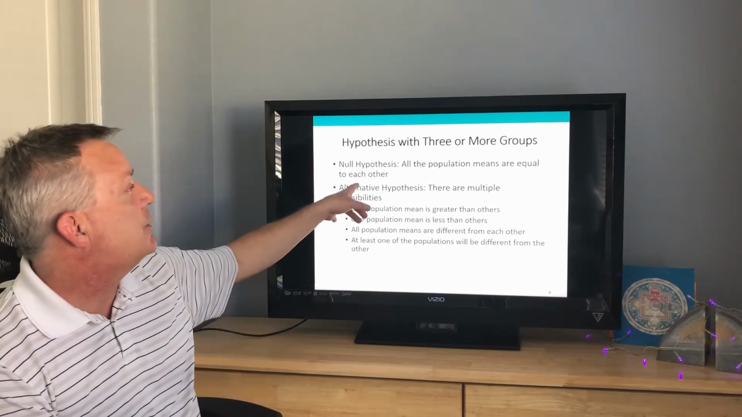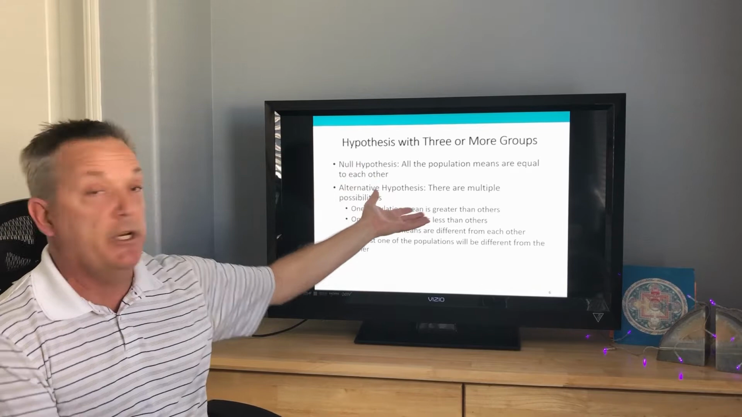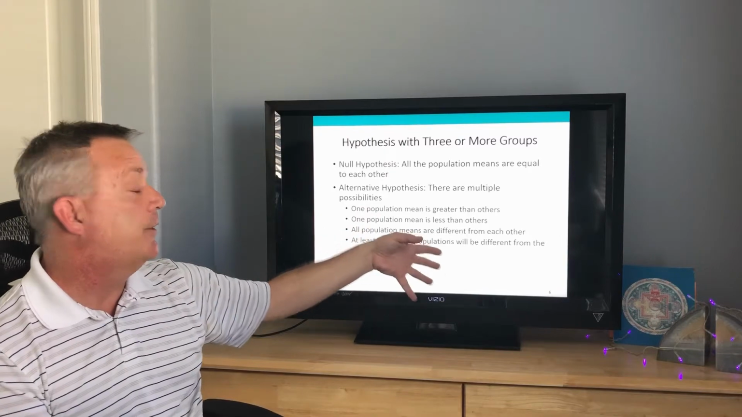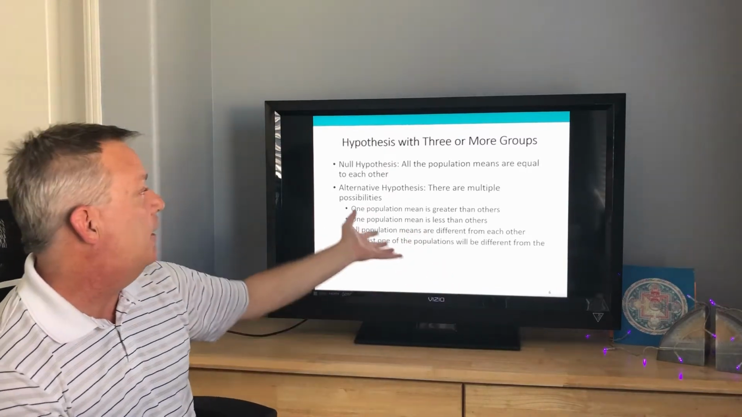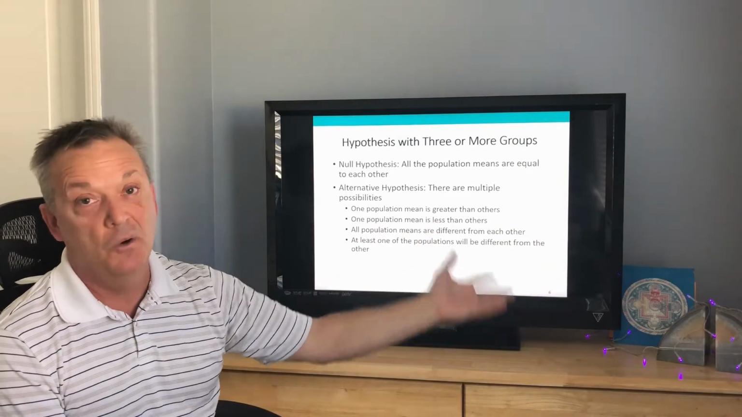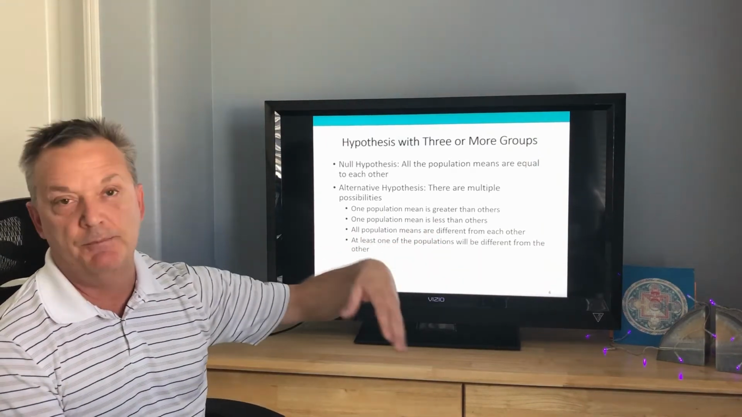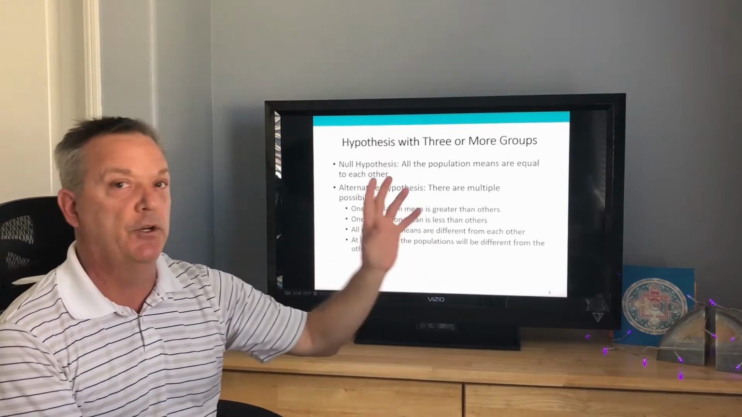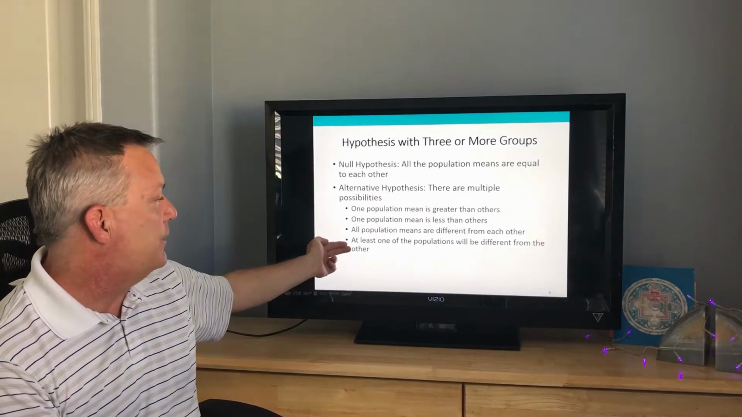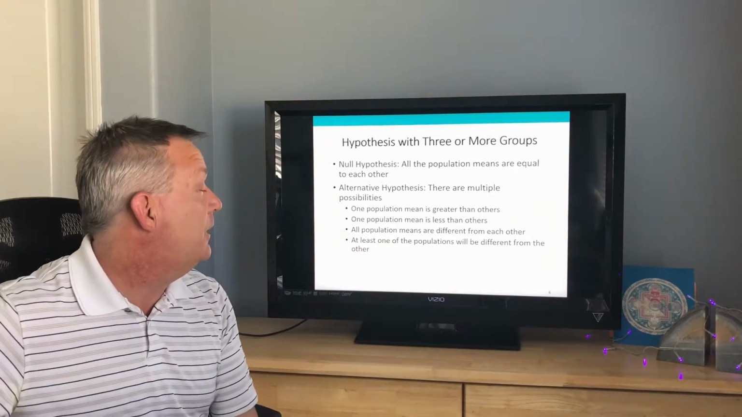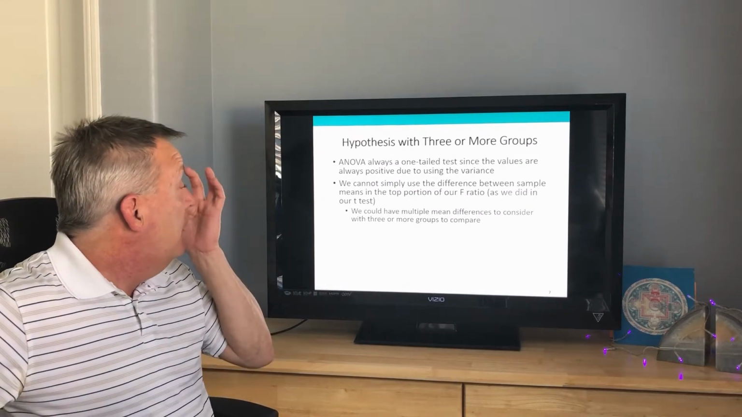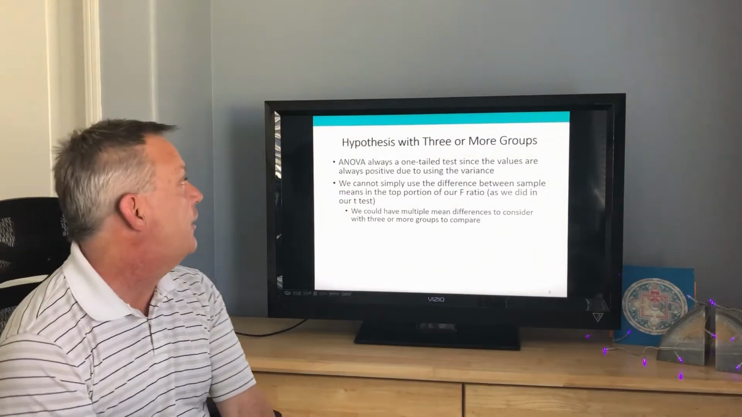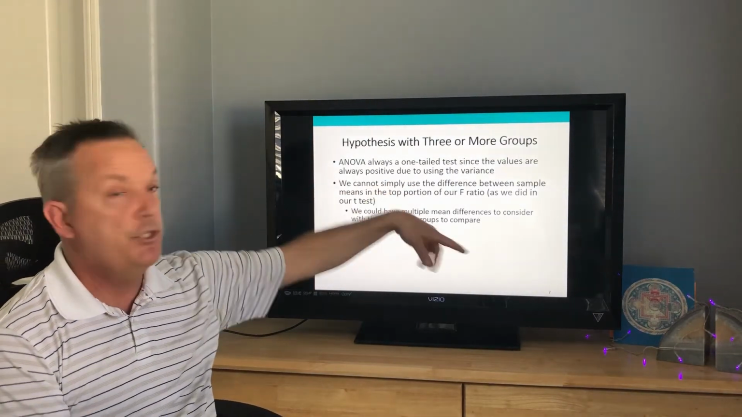And the null hypothesis is that all the population means are equal to each other, okay? And then for the alternative hypothesis, the book points out that there can be multiple possibilities, right? One population mean is greater than the other or lesser than the other, or all population means are different from one another, or at least one of the populations will be different from the other, and that's the alternative hypothesis that they chose in the example with the type of text.